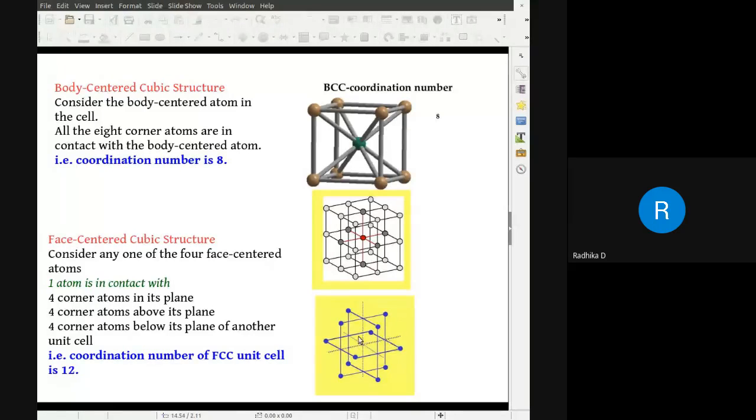So within the same plane, there are 4. On the top, there are 4. You can see this X, 1, 2, 3, 4. And bottom also there are 4. So 1, 2, 3, 4. So totally 4 on the same plane, 4 on the top and 4 at the bottom. So totally it becomes 12. So coordination number for FCC is 12.